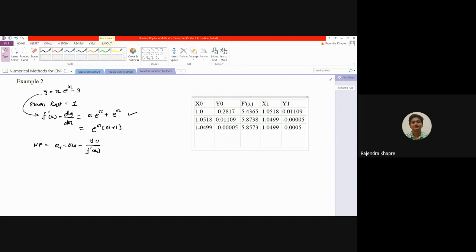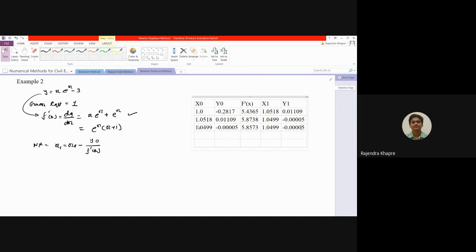Same here, sir, because the values are repeating. Actually, there are some errors due to the rounding off, but ideally it should be 1.05, and the corresponding y value will be 0.